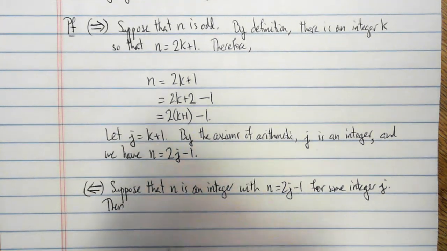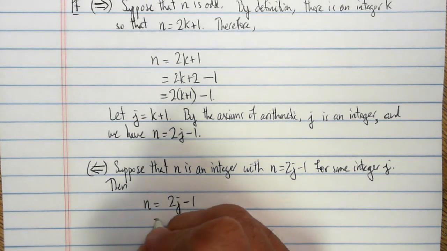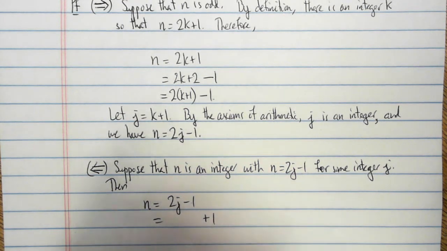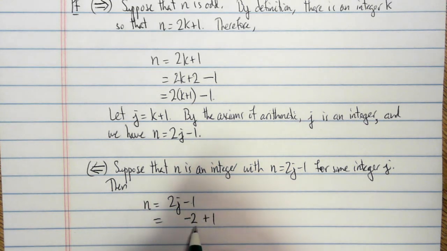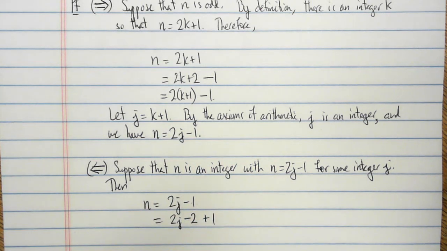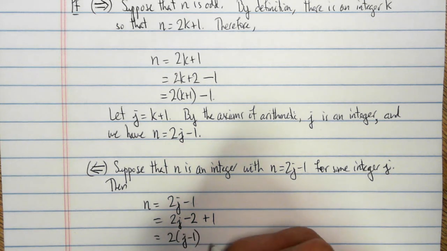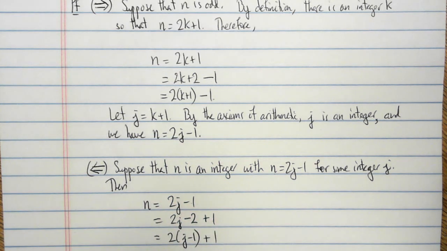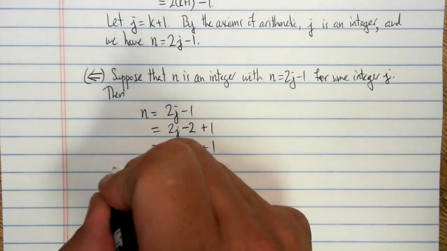Then, kind of like what we did before, n is equal to 2j minus 1. I don't want a minus 1, I want a plus 1. And so to force that, I'll have a minus 2 there to compensate. So minus 2 plus 1, and then 2j comes along for the ride. And so the first two terms, I can factor the 2 out, and I'll leave out the plus 1. So this has the required form.